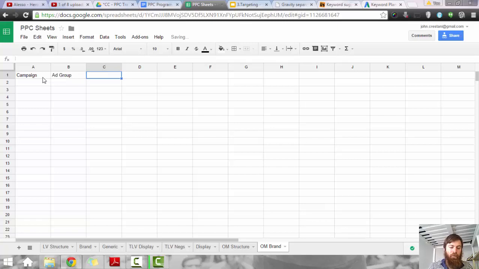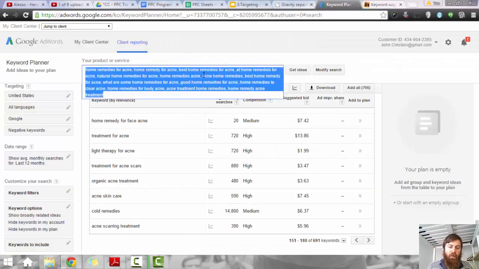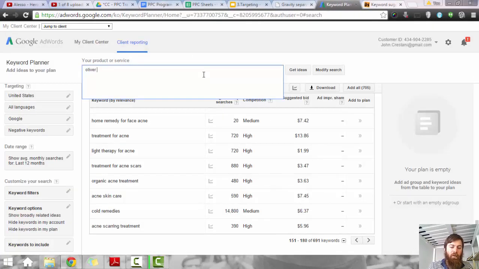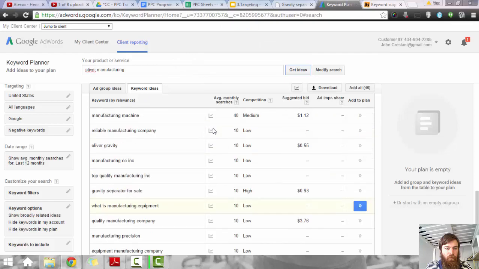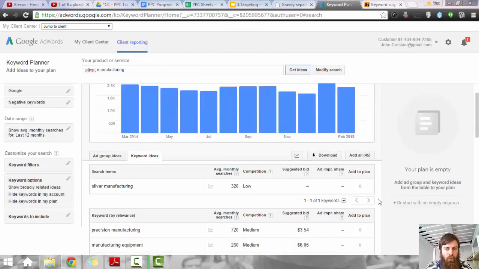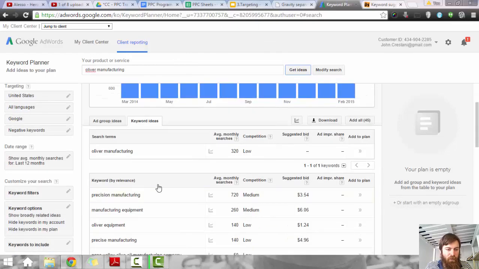ad group, keyword, type. And as normal, we're going to go to the keyword planner and type in Oliver Manufacturing. Let's get some ideas. So Oliver Manufacturing, Oliver Equipment. Now I don't know what Oliver Equipment is, but we might want to see, is this the same thing as Oliver Manufacturing?